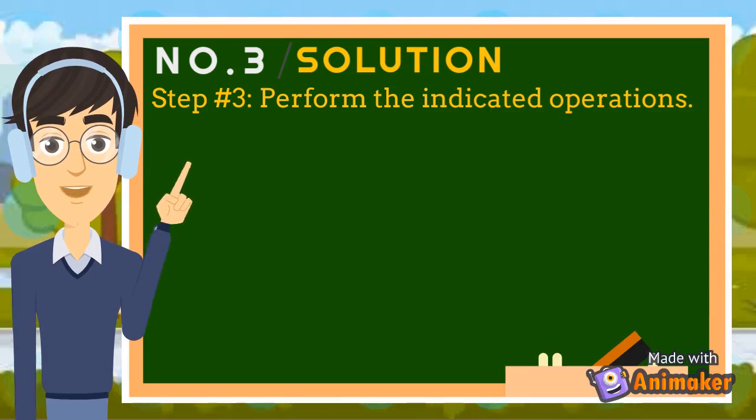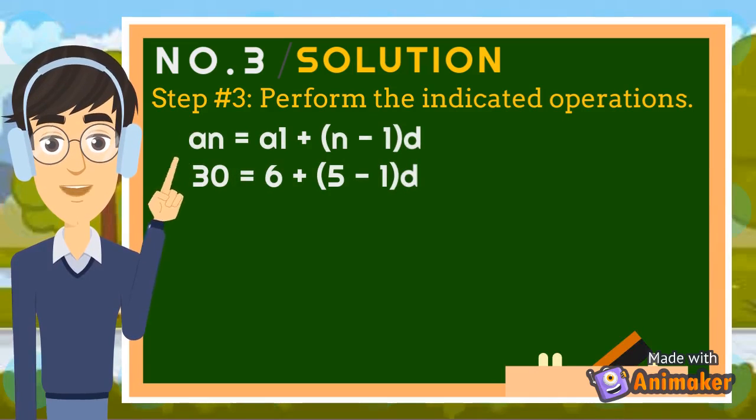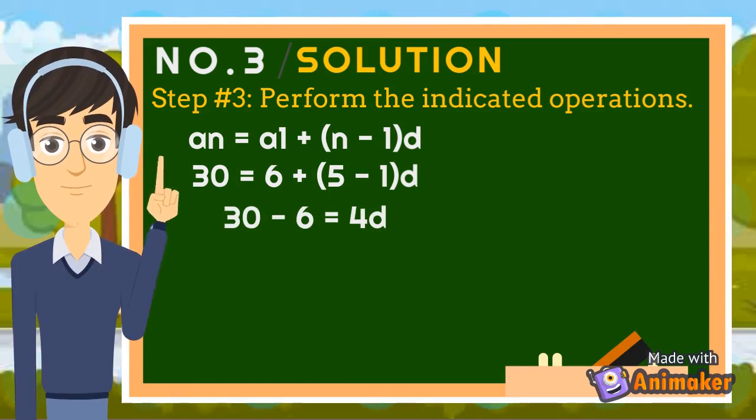For our third step, let us now perform the indicated operations. We need to determine first the value of our common difference. First, we will transpose 6 to the other side of the equation, which will give us 30 minus 6. Next, subtract 5 by 1 inside the parenthesis, and multiply it to d. This will yield 4d. So, we now have 30 minus 6 equals 4d.